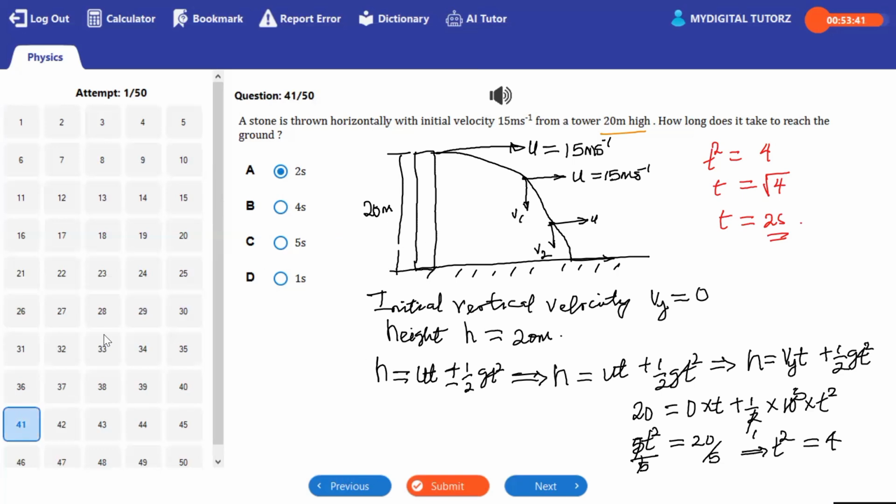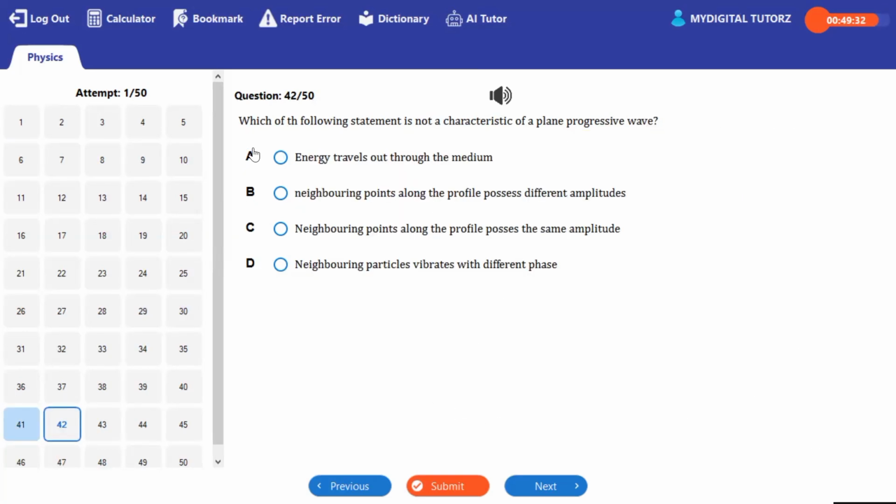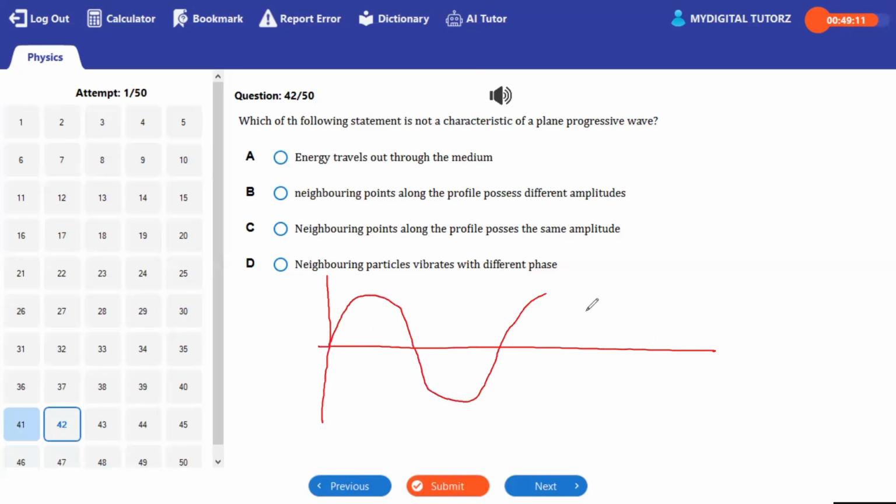Now, question 42 says, which of the following statements is not a characteristic of a plane progressive wave? A plane progressive wave, that is a traveling wave, something like this, all right? So we have something of this nature. Option A says energy travels out through the medium.